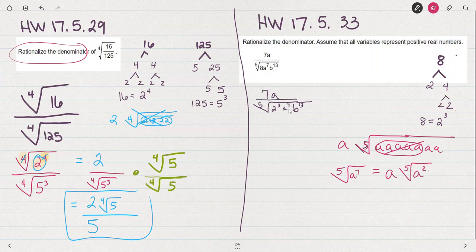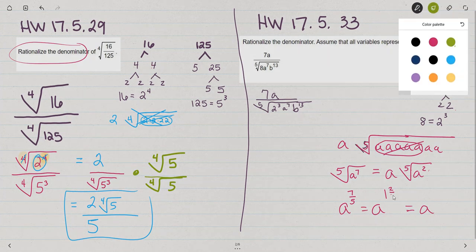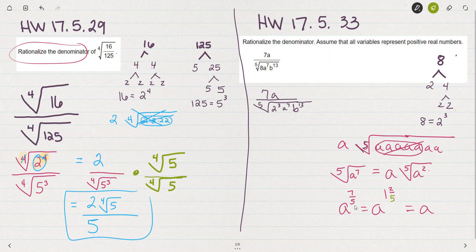Another way you could see that is if I rewrote this with rational exponents, it'd be a to the 7 over 5, and you can see that that reduces to 1 with 2 left over. So that means I could remove an a from the radical. I am so sorry. Let me go back here. I'm not sure why I wrote this. Did you catch that? There's no reason for that to have changed to a 7, right? 7 divided by 5 is 1 with 2 left over, but the denominator stays the same of 5, right?